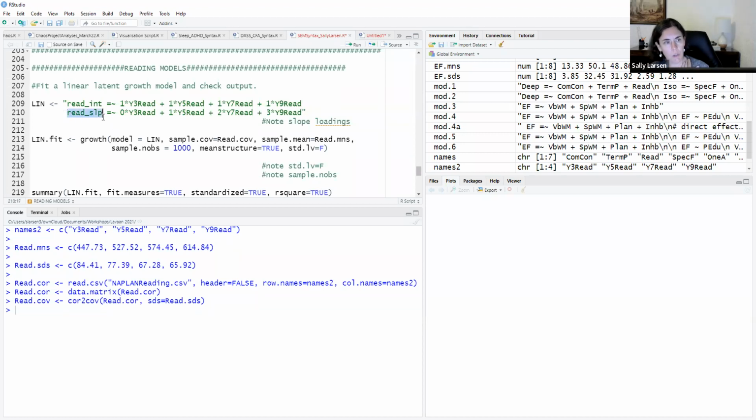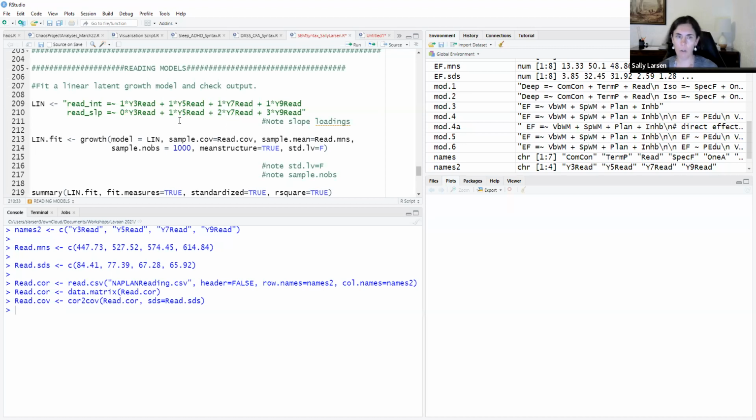That mean represents the average achievement at the first time point. And then you have a slope factor, and these numbers here represent the shape of that slope. In this case, when I'm forcing it to be a linear model, each measure goes up by 1 increment: 0, 1, 2, 3. So you're starting at 0, which is like your intercept. And then you go up by 1 increment to the first year, 1 increment to year 7, 1 increment to year 9.